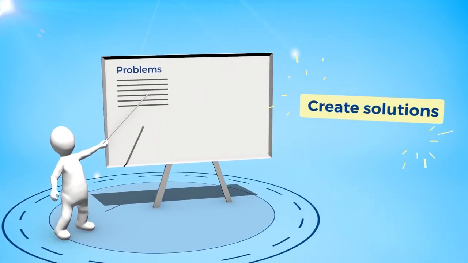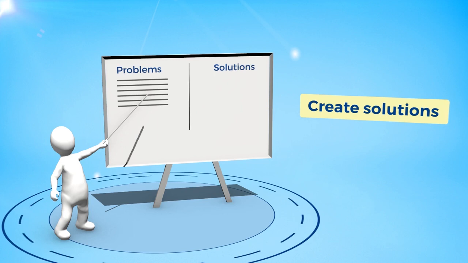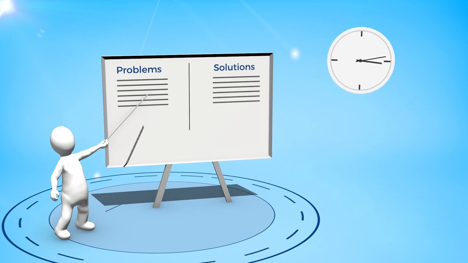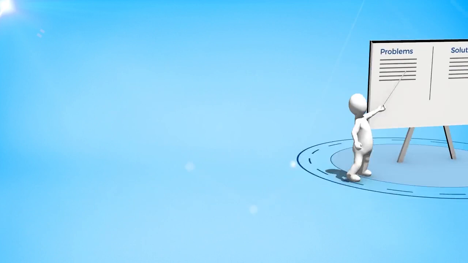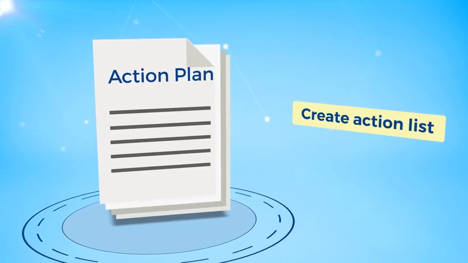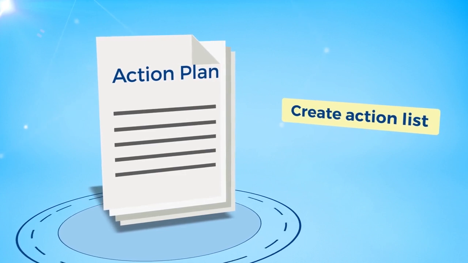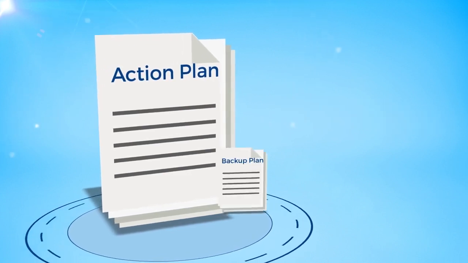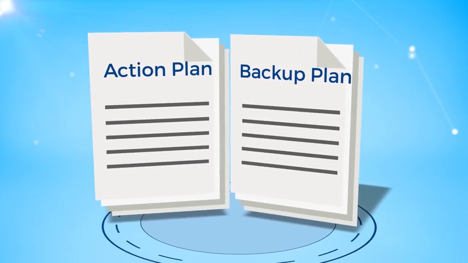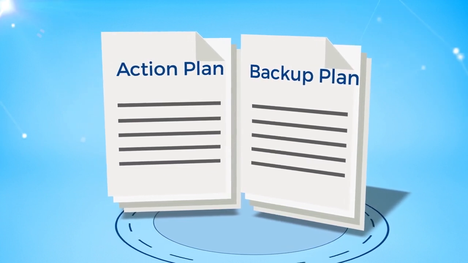The third step in a pre-mortem is to create solutions. You should spend approximately 1 hour reviewing the top problems and then creating a list of actions. The actions should create proactive solutions to existing problems and define a backup plan. Backup plans are ideal for problems that haven't happened yet.